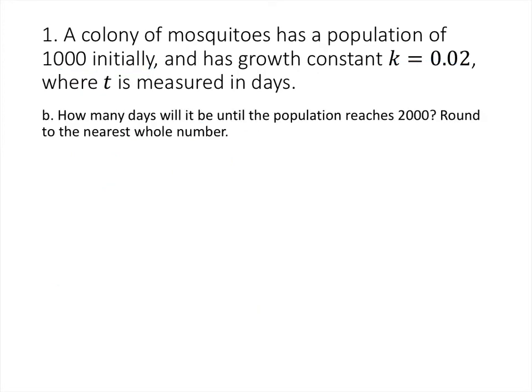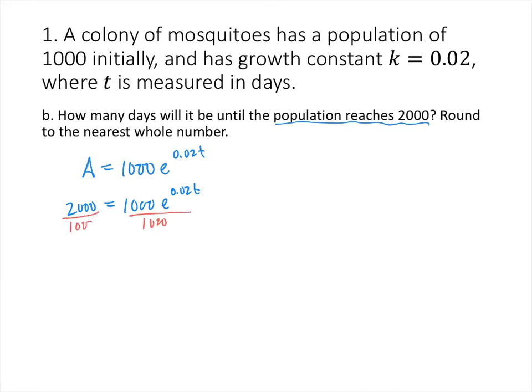Continuing with the same problem, now we want to know how many days it will be until the population reaches 2,000. Remember that our model is A equals 1,000 e to the 0.02t, and we put 2,000 in for A. This gives us an equation that we can solve. Since t is trapped in an exponent, we need to get the exponential term by itself, and then use logarithms to get the variable out of the exponent. We start by dividing both sides by 1,000. We can't use logs until the exponential term is by itself. 2,000 divided by 1,000 is 2, so we get 2 equals e to the 0.02t.